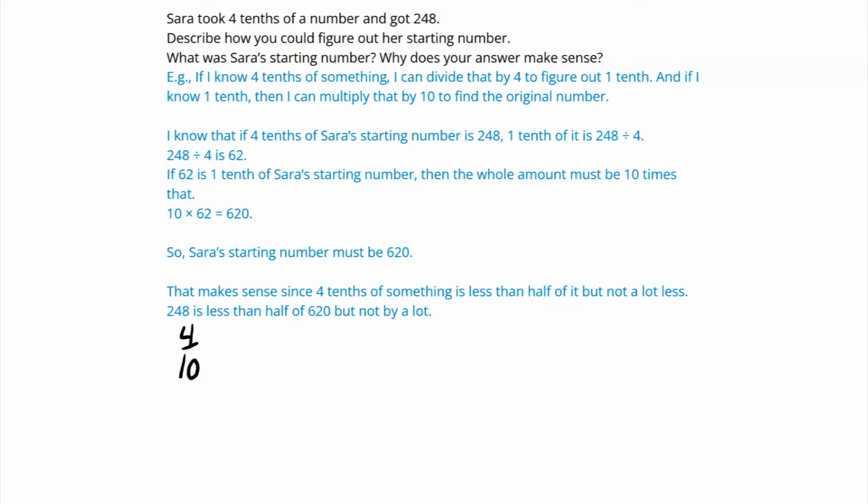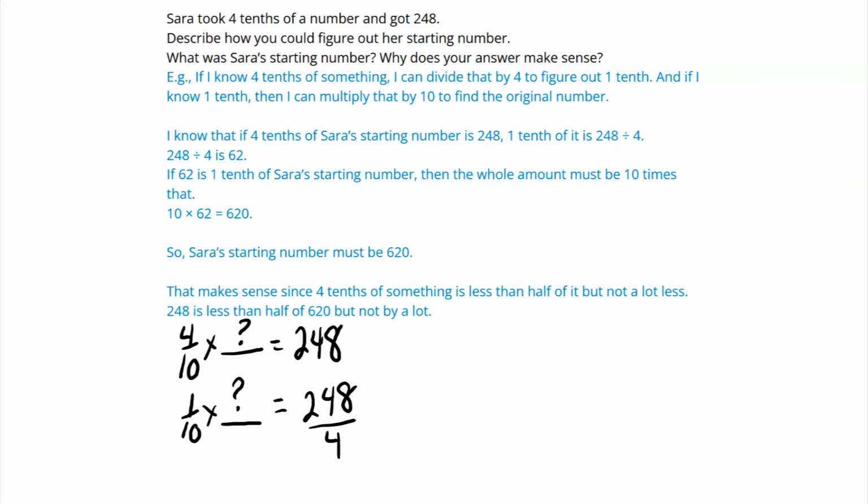So we've got 4/10 times some number that we don't know is equal to 248. Now we want to end up with 1/10 times some number. But if we've got 1/10, to get rid of this 4 that we've got here, we need to divide the other side by 4. So 248 divided by 4. So now we've got 1/10 of some number is equal to 248 divided by 4.